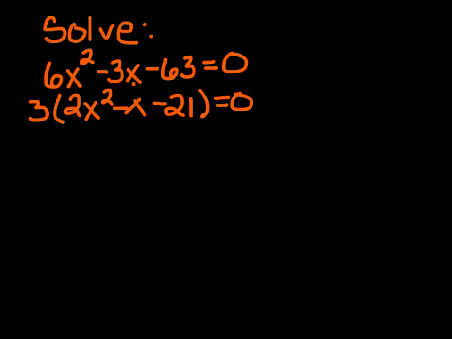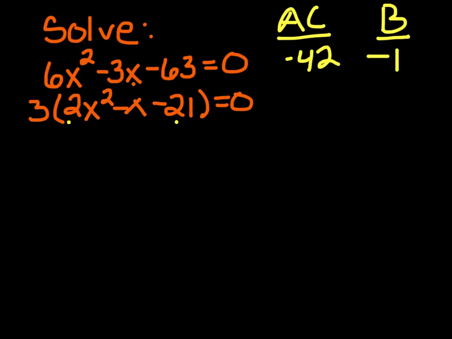equals 0. So then we say, okay, well, a is 2 and c is negative 21, so ac is negative 42 and b is negative 1. So what are factors of negative 42 that add up to get negative 1? And you think, and then you say, oh yeah, negative 7 and positive 6. Multiply together to get negative 42, and add together to get negative 1. So we're going to split the middle.